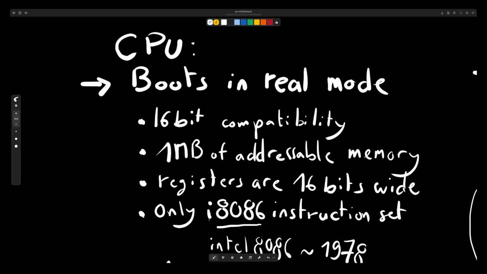So once we get handed over the execution at 0x7C00, there are a few things that will hold true on whatever machine you're running this on, as long as it's compatible with the x86 architecture. And that is that the CPU will be in real mode. That means that it will be in a 16-bit compatibility mode. It will only be able to address 1 megabyte of physical memory. And since we are in 16-bit mode, the registers will be 16 bits wide. And we will only have some basic instruction sets from the 8086 architecture.